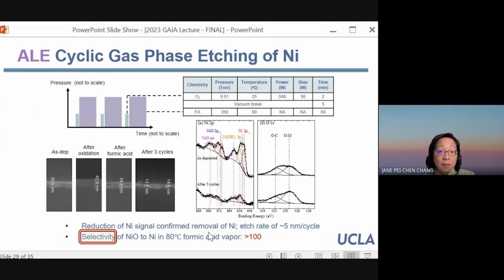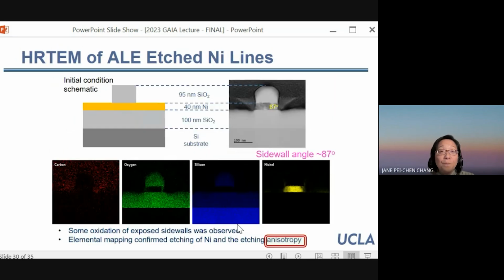In this particular case, we use the oxygen to create a nickel oxide layer. The chemical reactivity between nickel and nickel oxide is very different. So the selectivity is larger than 100, meaning that nickel oxide can be removed very easily, but nickel will not. So if I can define the direction of oxidation, I will be able to remove the nickel in only one direction. And the result of that is we can pattern these structures with very well-controlled vertical sidewalls.